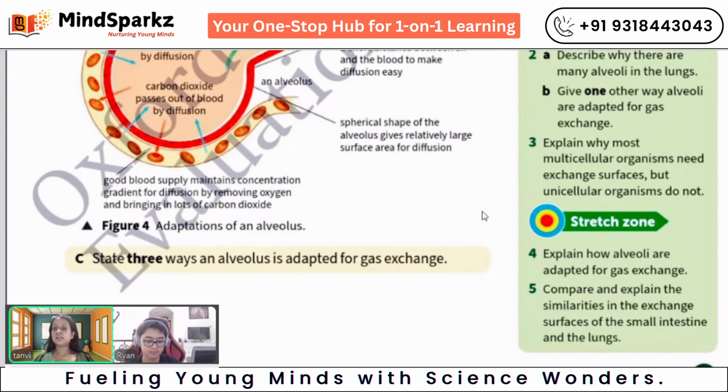And what is concentration gradient? So it means a lot of oxygen in the alveoli and very little in the blood, and the oxygen diffuses quickly into the blood. So that is why we say a steep concentration gradient increases the rate of diffusion.